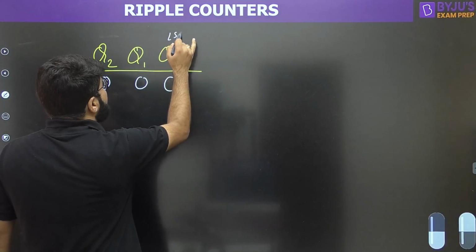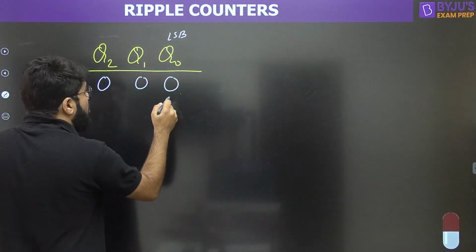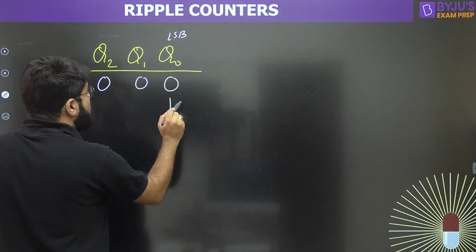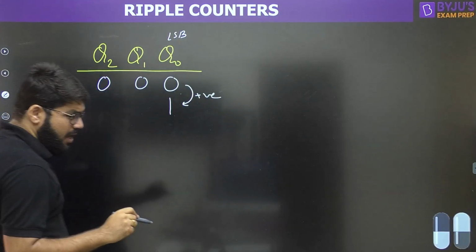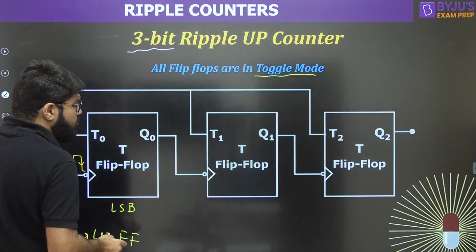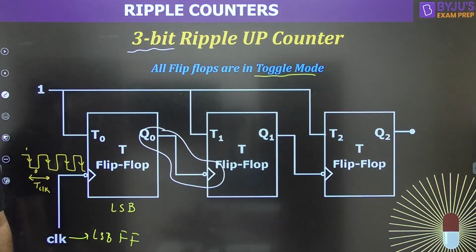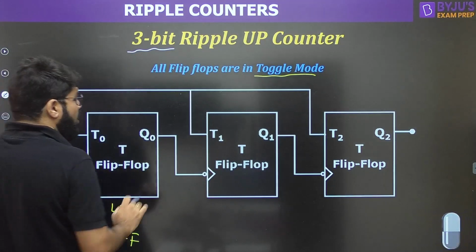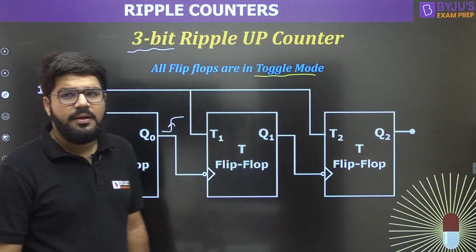So Q0 is the LSB, and suppose the first negative edge of the clock comes, and this will toggle, that is complement, so 0 is complemented to 1. Since 0 is complemented to 1, what type of transition is it? It is a positive edge type of transition. Why am I looking into the transition of Q0? Because this Q0 is going to the clock of the next flip-flop. And the transition that occurred here is 0 to 1, positive edge.